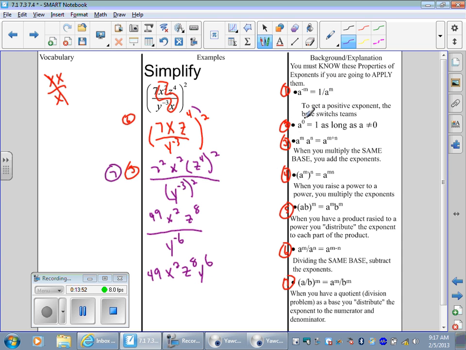All right, make sure you memorize these properties so when you come in, you have them memorized. We will take a quiz on them. All right, and then we're going to start working on problems applying them. So we will see you next class. Thank you.